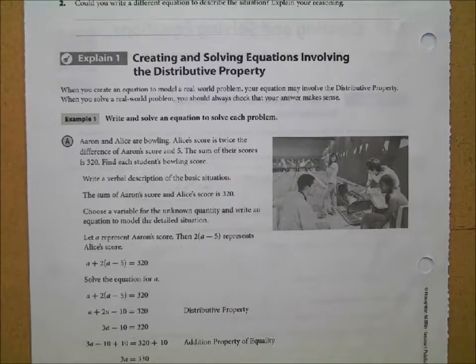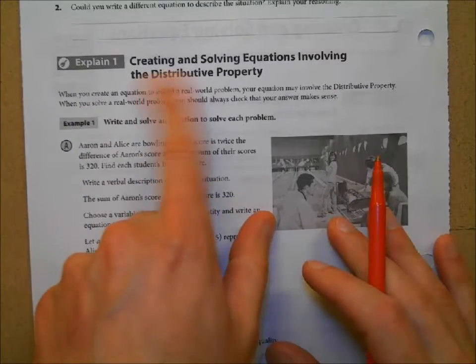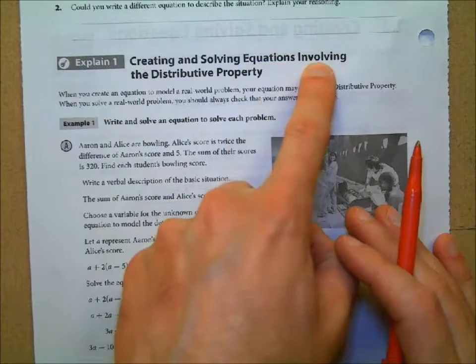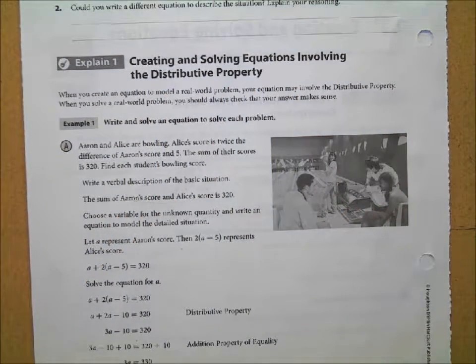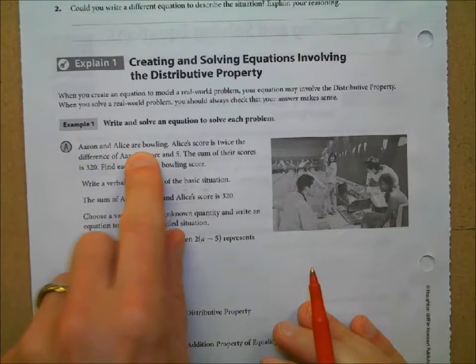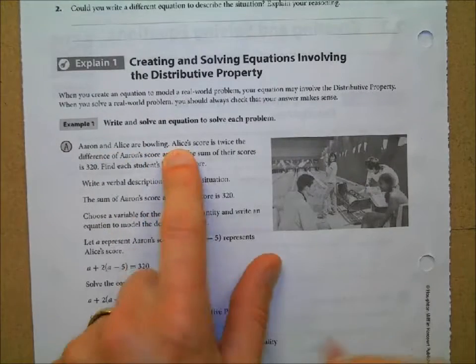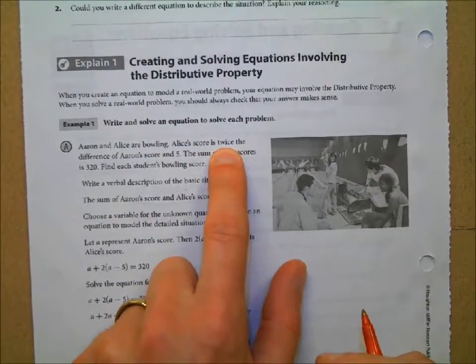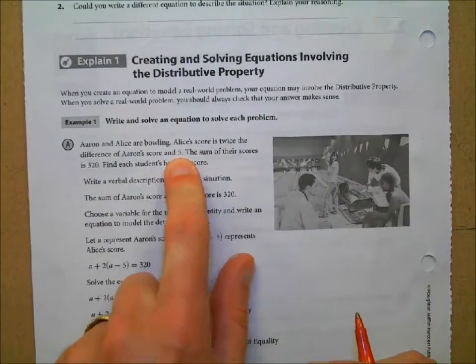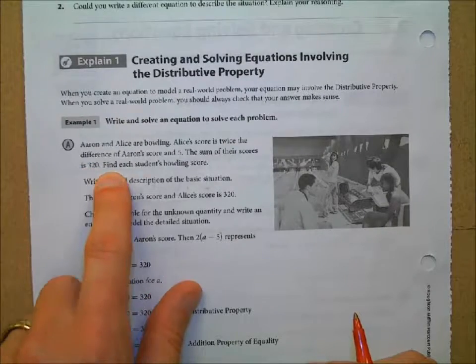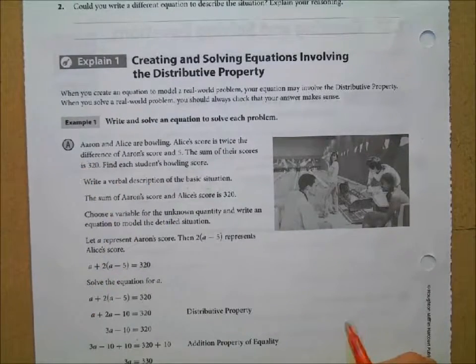All right, let's try another one here. Now, the description here says creating and solving equations involving the distributive property. Okay, so now we're going to incorporate some parentheses. All right, this one's already kind of worked out for us, but we'll still think it through. Aaron and Alice are bowling. Alice's score is twice the difference of Aaron's score and 5. The sum of their scores is 320. Find each student's bowling score. Okay, so that means we're going to actually solve here.